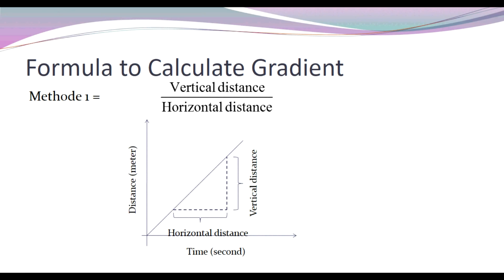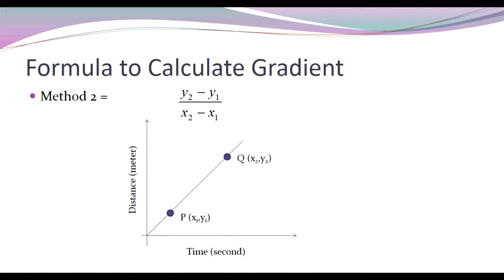So this is the formula for gradient, vertical distance over horizontal distance. This is y2, this is y1, so the vertical distance is y2 minus y1. For the horizontal distance, this is x2, this is x1, so the horizontal distance is x2 minus x1.